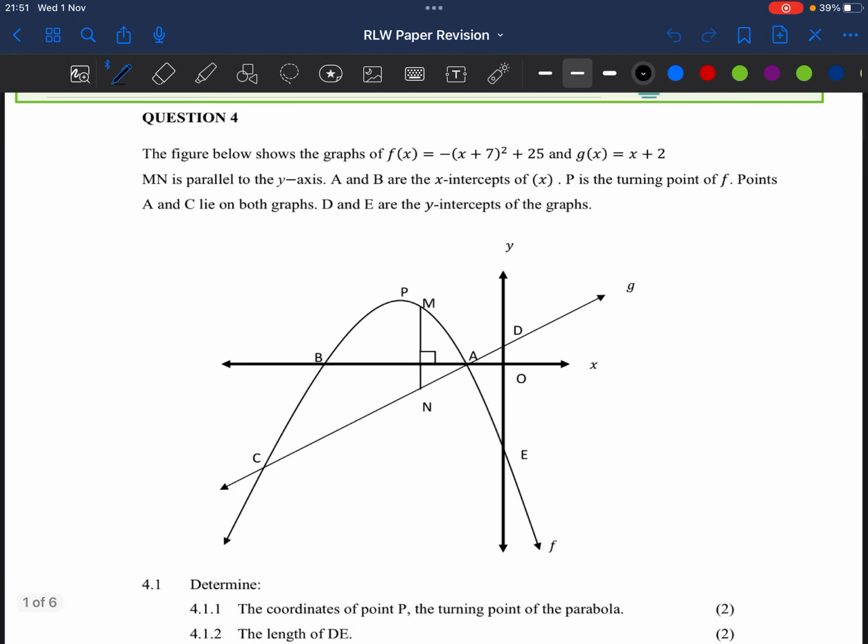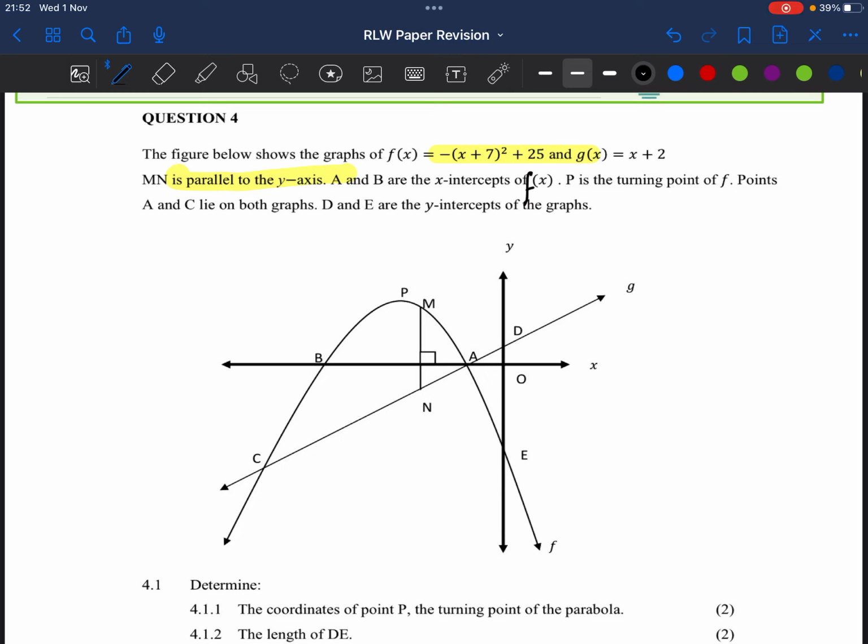Now let us start. So question 4, it says the figure below shows the graphs of f of x equivalent to negative into x plus 7 all to the power of 2 plus 25, and g of x, it is equivalent to x plus 2. MN is parallel to the y-axis. A and B are the x-intercepts of the function f. So this is for the function of f.